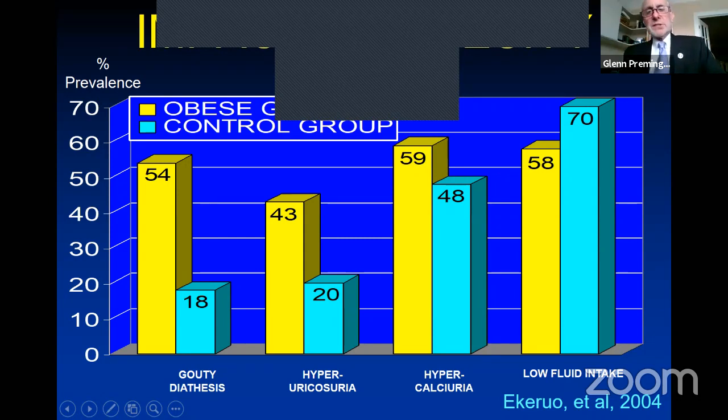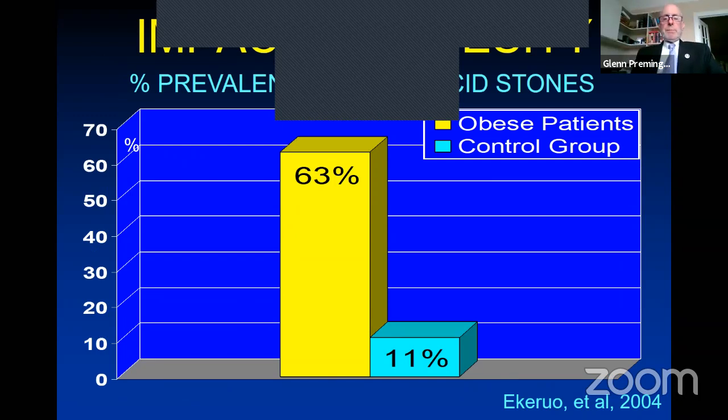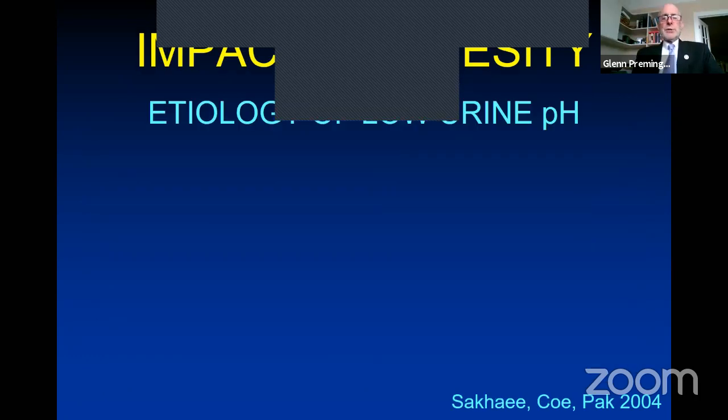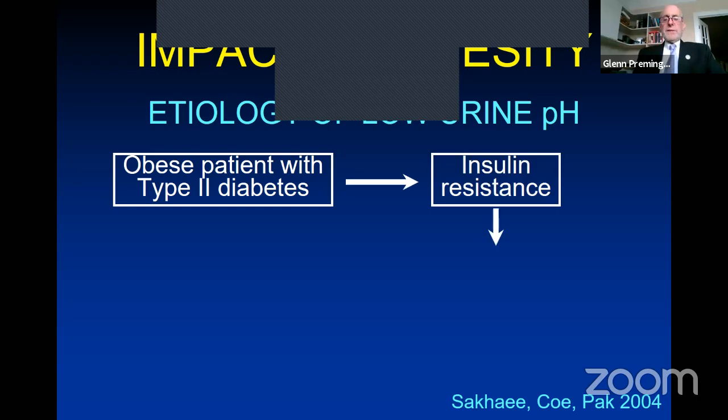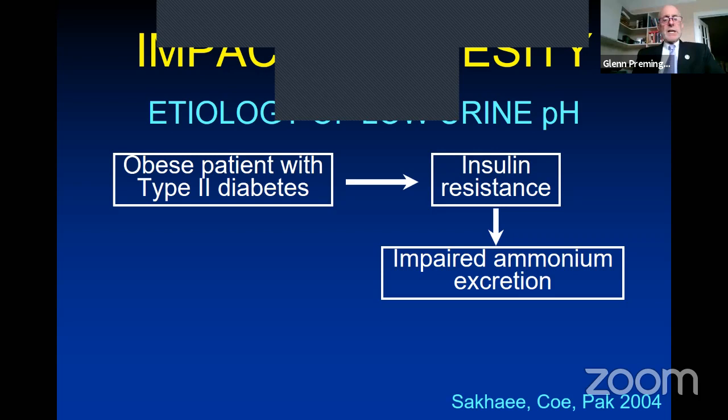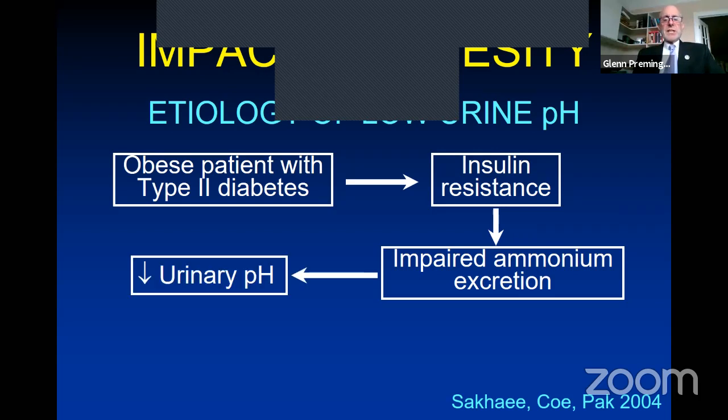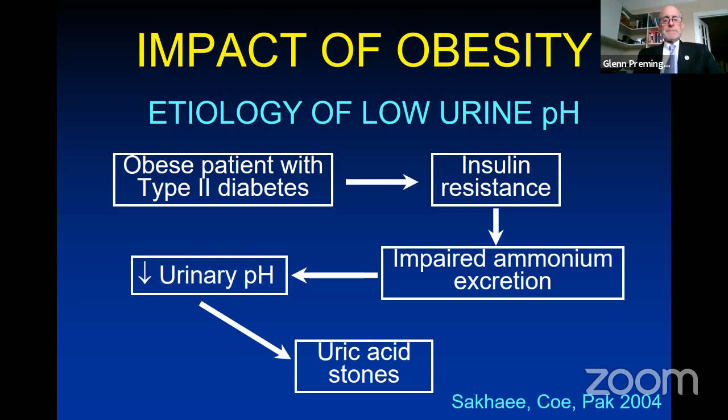And if we looked at the prevalence of uric acid stones, the patients that were obese had almost a six-fold increase in the incidence of uric acid stones as compared to those patients who were uric acid stone formers of normal size. Well, why do we see low urine pH in patients who are obese? The majority of obese patients have type 2 diabetes that causes insulin resistance with impaired ammonium excretion, leading to a decrease in urine pH and subsequent uric acid stone formation.